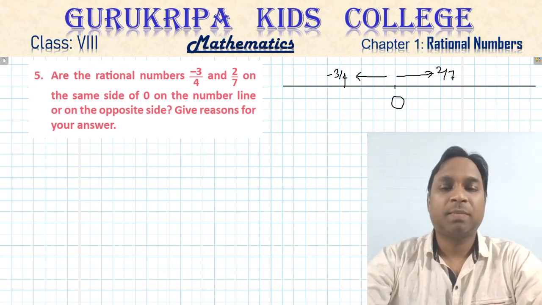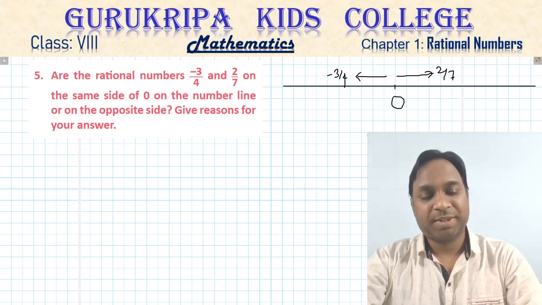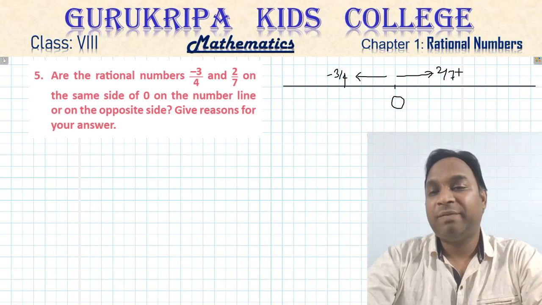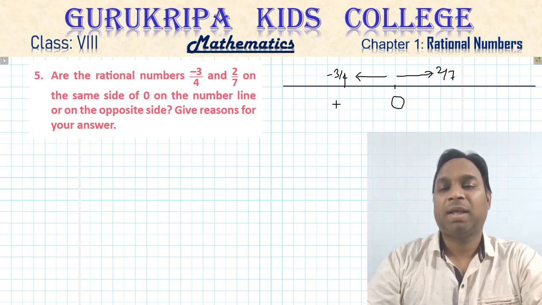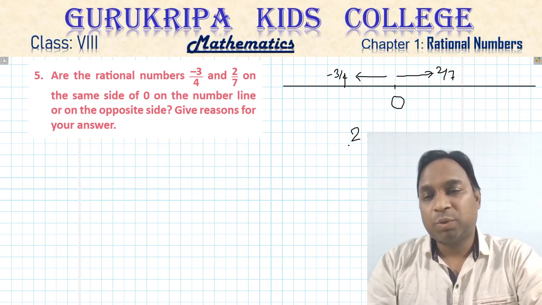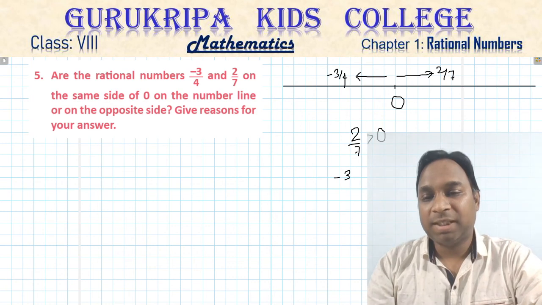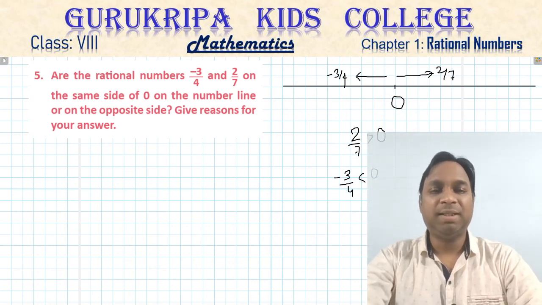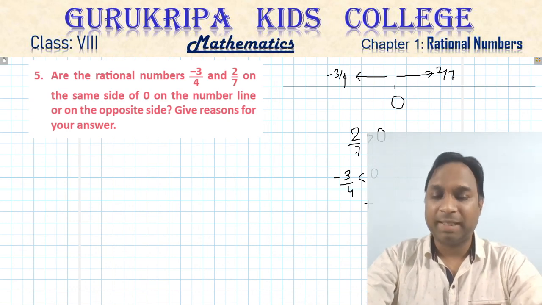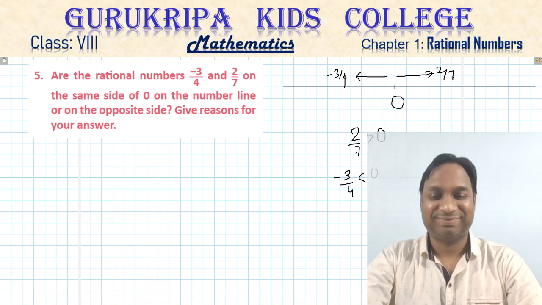Okay. Numbers are on the opposite side. Now give reasons. What reason can you give? The reason is 2 by 7 is greater than 0. So 2 by 7 is on the right hand side of 0. Minus 3 by 4 is less than 0. So minus 3 by 4 is on the left hand side of 0. That's it. So simple.